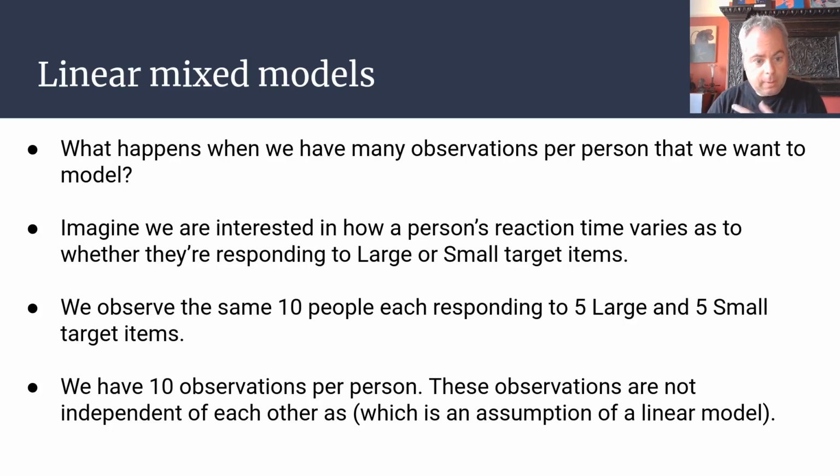So let's think about linear mixed models for a second. What happens when we've got many observations per person that we want to model? Imagine we carried out a study where we're interested in how a person's reaction time varies as to whether they're responding to visually large or visually small target items that appear on the computer screen. Further imagine we've got 10 people, each responding to 5 large and 5 small target items. So what this means is that for each participant, we have 10 observations per participant.